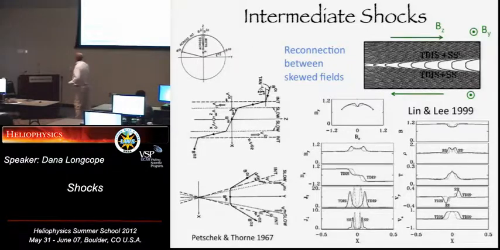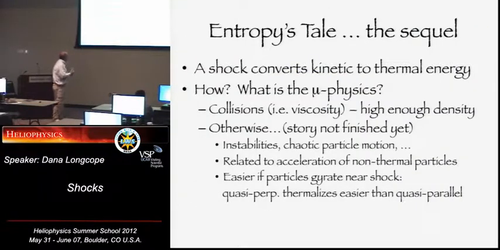So intermediate shocks are important. Now, in the couple of minutes I have left here, I want to return to this issue about entropy. Remember, entropy was essential. We cannot have a shock unless I can convert kinetic energy of the flow to thermal energy. Kinetic energy of the flow is all the particles moving coherently in one direction. Thermal energy, they're all moving randomly. So something has to randomize their velocities. If the density is high enough so we have lots of collisions, then that's viscosity, and that's what does it.